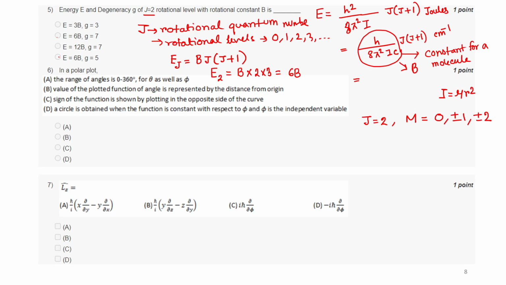So what I was telling was that for J equals 2, when there is no perturbation, the degeneracy is 5. So let us first complete this answer. For question number 5 we are going to get E_6B, and the degeneracy is going to be 5. But when there is some perturbation, these 5 states are going to have differences in energy.